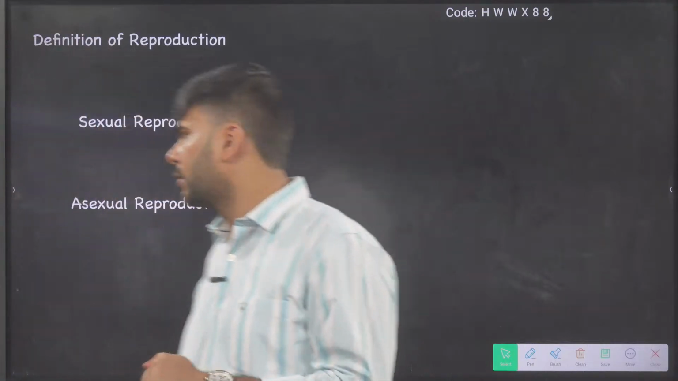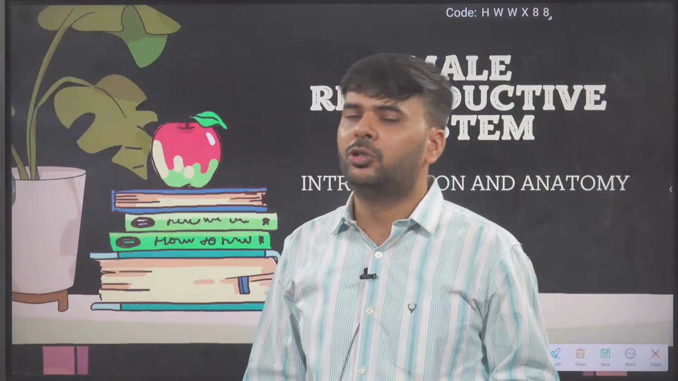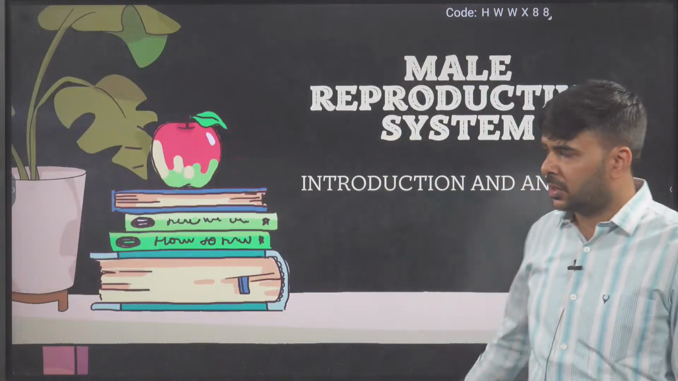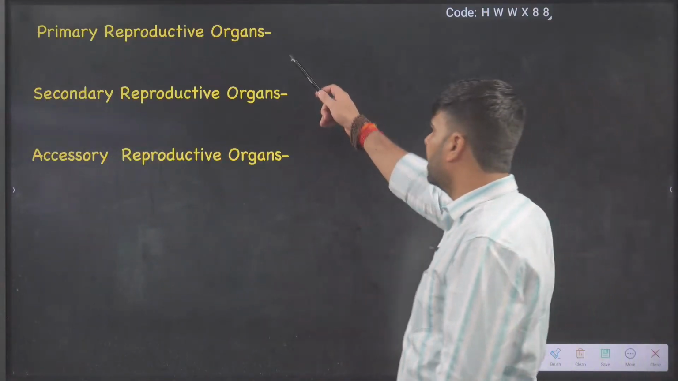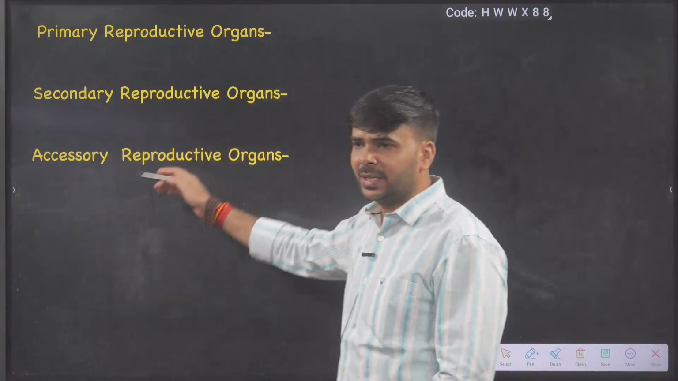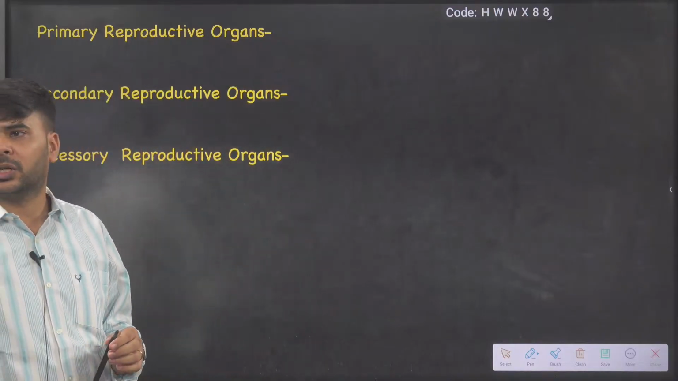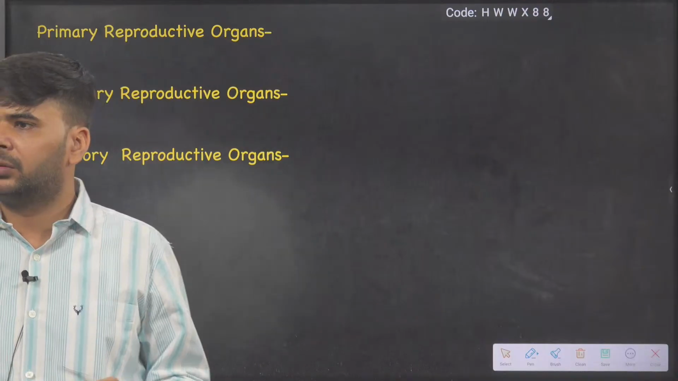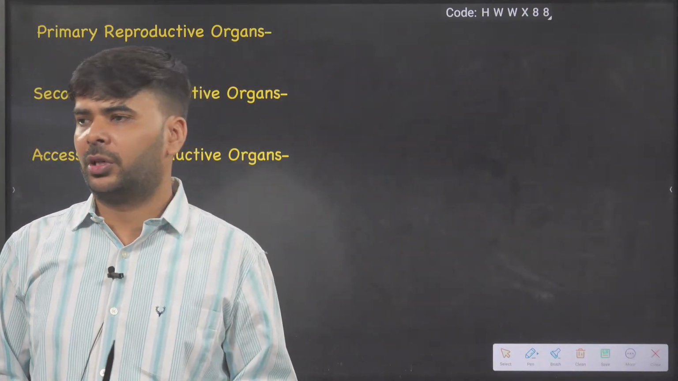Very good. Next, we are going to discuss the human male reproductive system. In the human male reproductive system, if I ask a simple question: what is the primary reproductive organ? What is the secondary reproductive organ? What is the accessory reproductive organ? Can you answer, please, fast? Hello, everyone. Please try to answer. Male reproductive organ, primary, secondary.